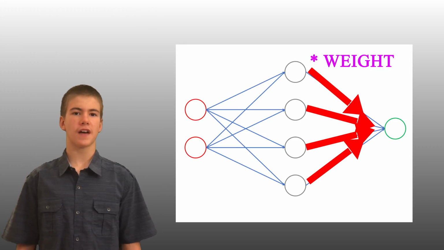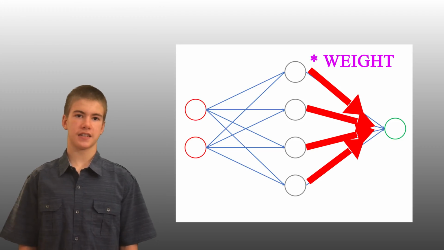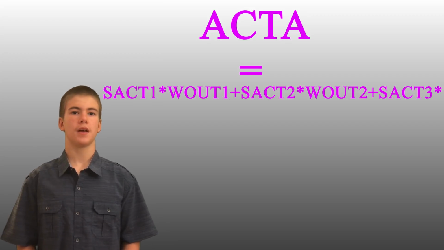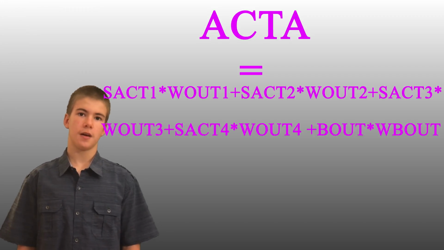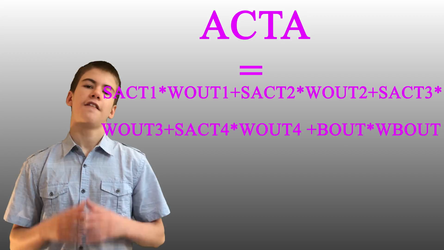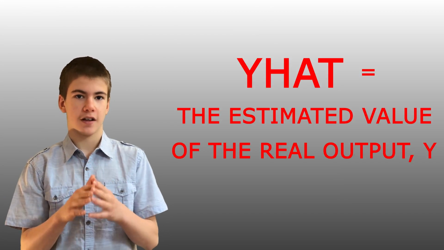Next, we will sum up every value coming in to this last output neuron. We can call this new function ActA and define it as ActA equals SAct1 times WOut1 plus SAct2 times WOut2 plus SAct3 times WOut3 plus SAct4 times WOut4 plus Bout times WBout. Finally, we will apply the sigmoid function to this new summed up value, as we have done for the hidden layer neurons. We can call this output from our neural net y hat, and it is the estimated value of the real output y that our neural network has predicted.